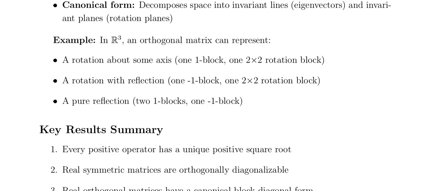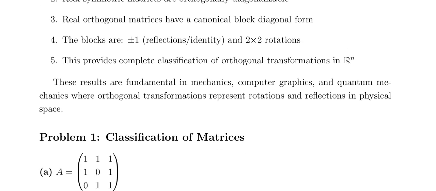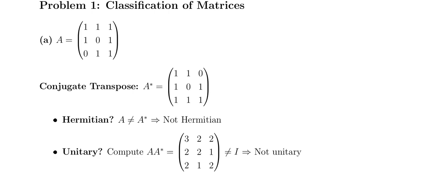This is the example in R3: the orthogonal matrix can represent a rotation about some axis, that is only one 1 by 1 block and one 2 by 2 rotational block. These are the possibilities. And a rotation with reflection has only one 1 by 1 block and one 2 by 2 rotational block. A pure reflection means two 1 by 1 blocks and one 1 by 1 block. And this is the classification of matrices.